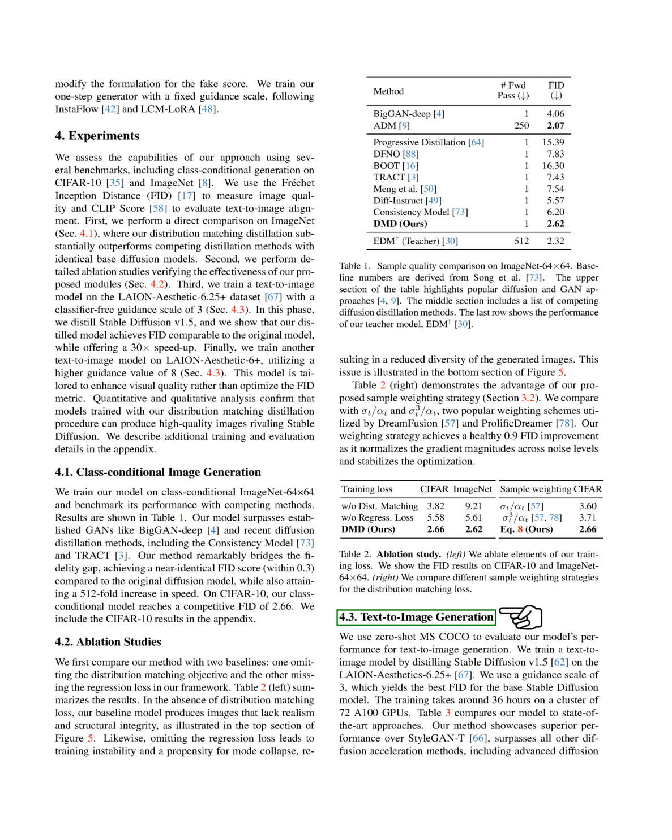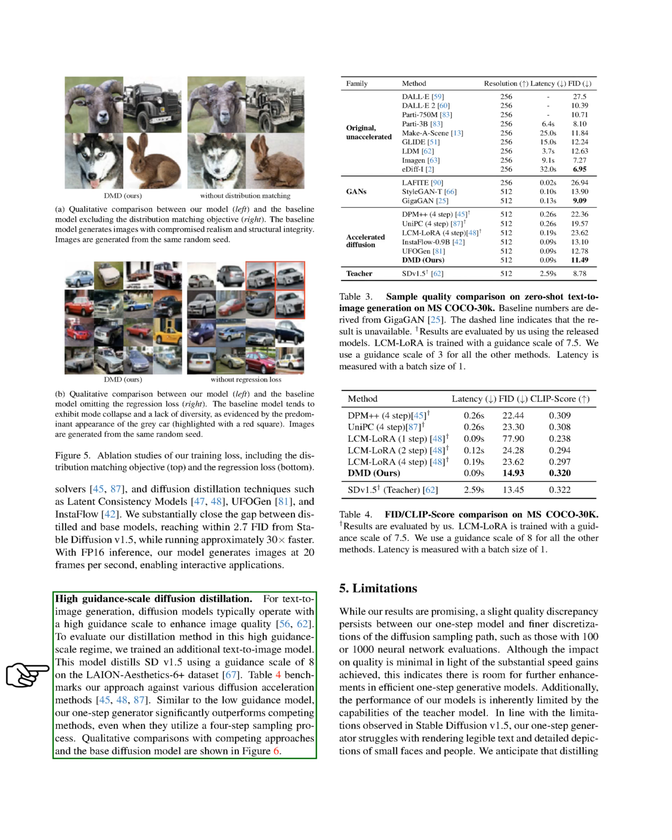For generating images from text, diffusion models usually work with a high guidance scale to improve image quality. To test our distillation method in this high guidance scale regime, we trained another text-to-image model. This model distilled SD version 1.5 using a guidance scale of 8 on the LAION aesthetics 6 plus dataset. Our approach outperformed various diffusion acceleration methods, even those using a 4-step sampling process, as shown in the table. Qualitative comparisons with competing approaches and the base diffusion model are shown in the figure.